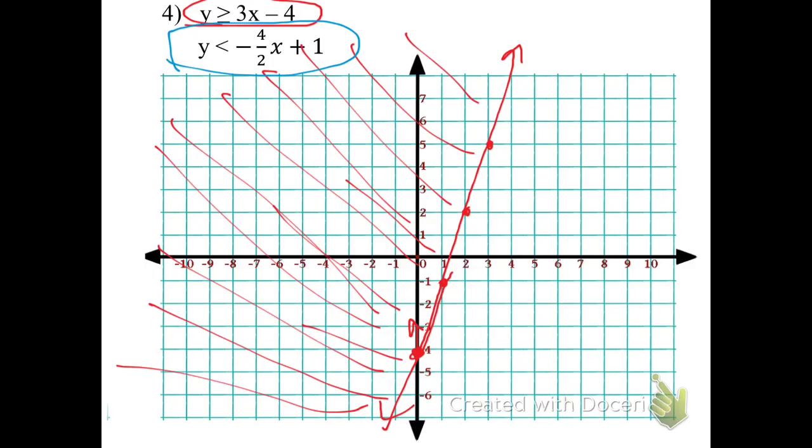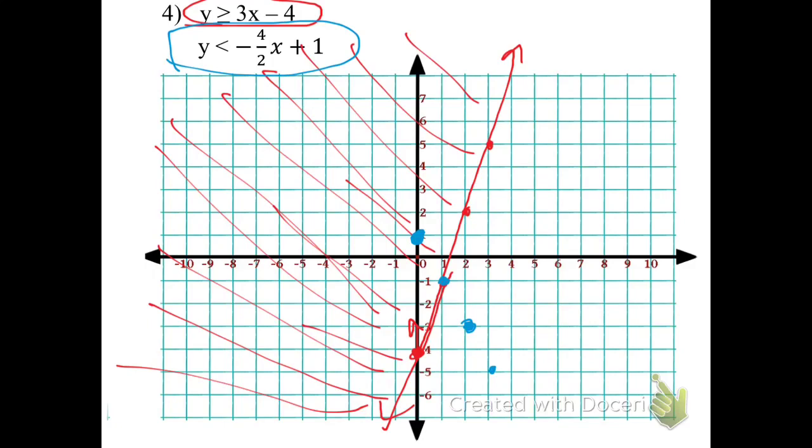It is y is less than negative 4 over 2x plus 1. The plus 1 is the y-intercept, so put a nice point there. It has a slope of negative 4 over 2. That's the same thing as just negative 2. So if you go down 2, right 1, you can get more points. If you really did down 4, right 2, you just go straight from your y-intercept to this point here. And that's fine. The points are still going to line up.